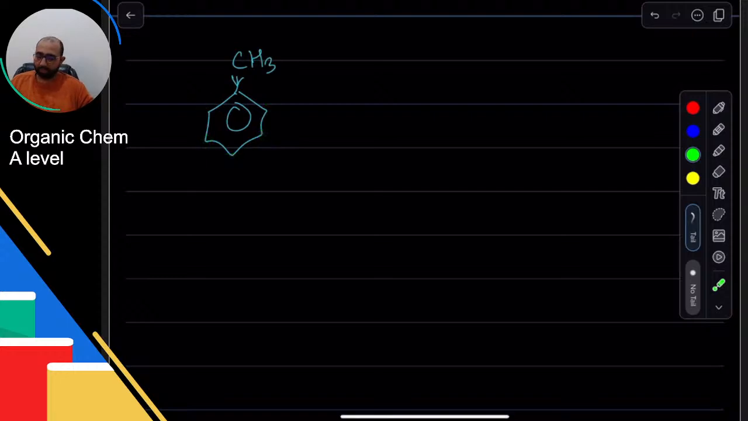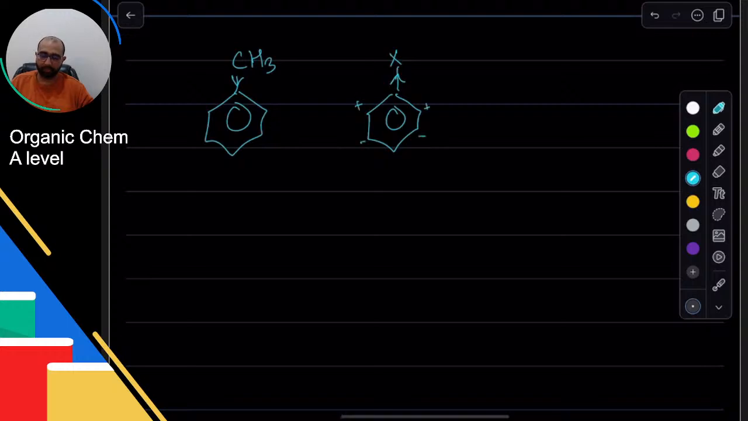Okay. Then there will be deactivating groups. So for example, if there is a deactivating group, they will pull it towards themselves, which makes this more positive, this more negative, which means the new electrophile is going to come here and here. So these are called 2, 4, 6 directing, and those are called 3, 5 directing, or just 3 directing, because they push the new things towards themselves.